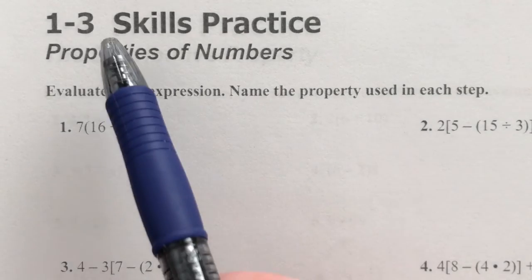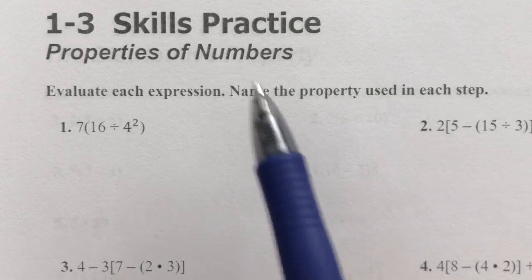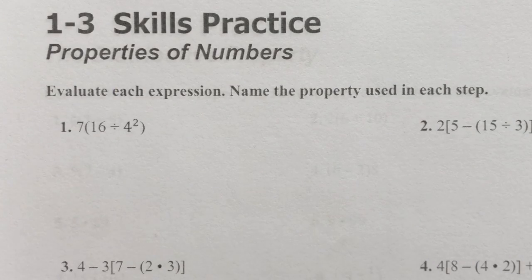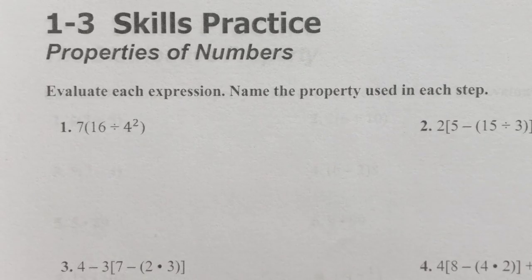This video is going to be reviewing 1-3 and 1-4. Just a quick review. I'm going to be working out the problems on the skills practice worksheets for both lessons, just the odd numbers, so hopefully that'll help you. All right, for number 1, evaluate each expression and name the property used in each step.